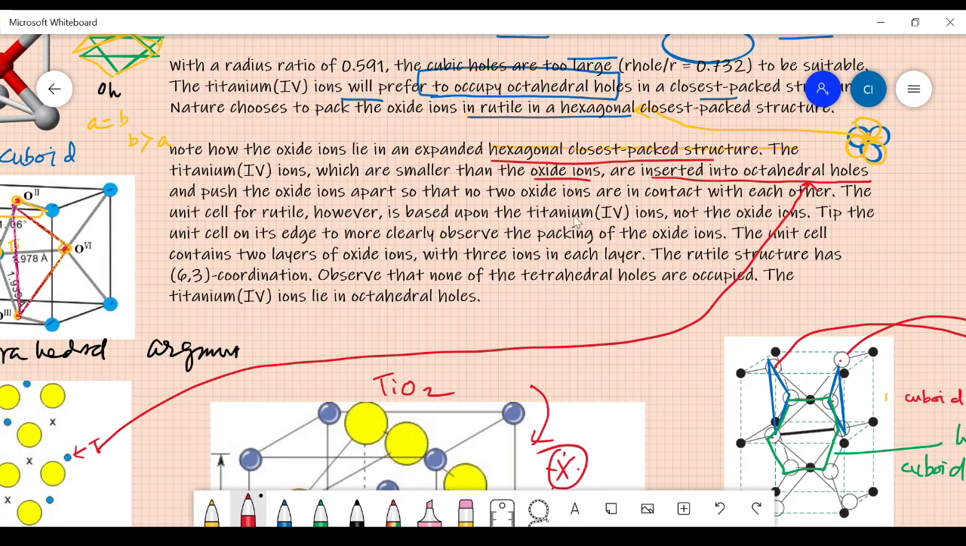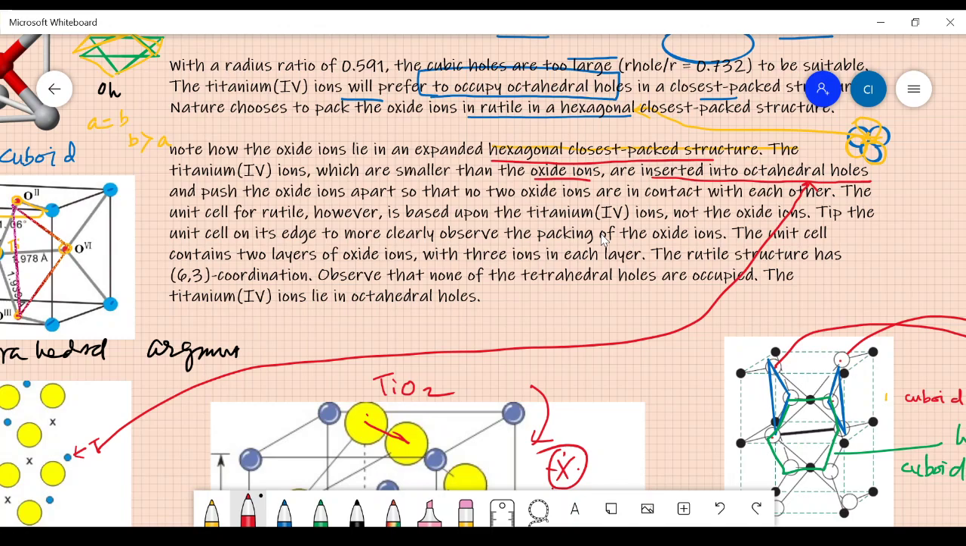Two oxide ions are in contact with each other. The unit cell for rutile, however, is based on the titanium 4 ions and not the oxide ions. Tip the unit cell to more clearly observe the packing of the oxide ions. This is a diagram which I am not able to explore, so you can omit that point. But you can mention octahedral close packing, that is, the octahedral hole holds the titanium ions. That is how you have to remember.